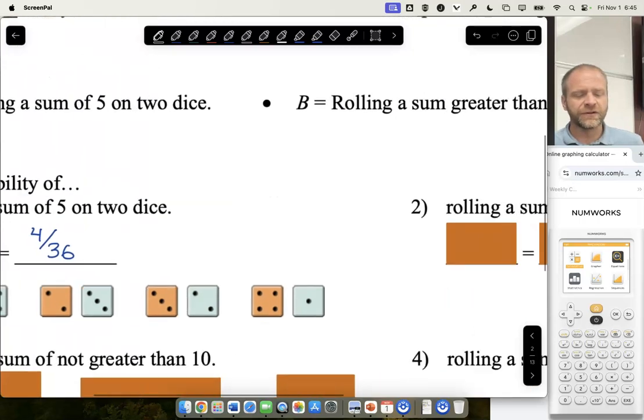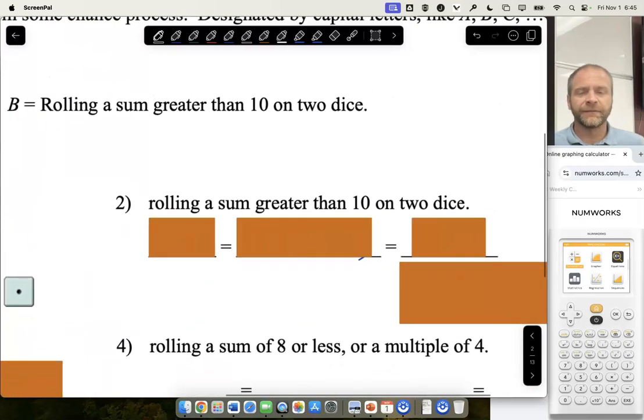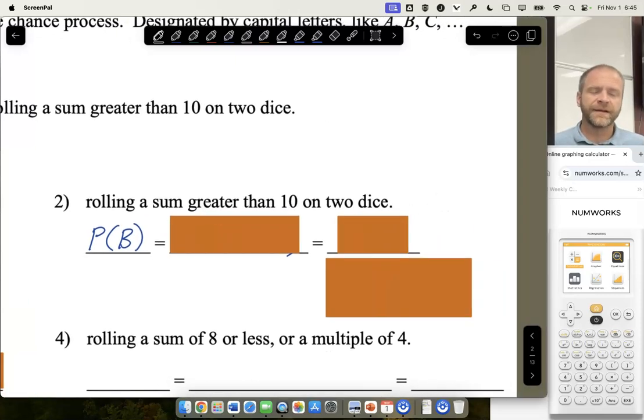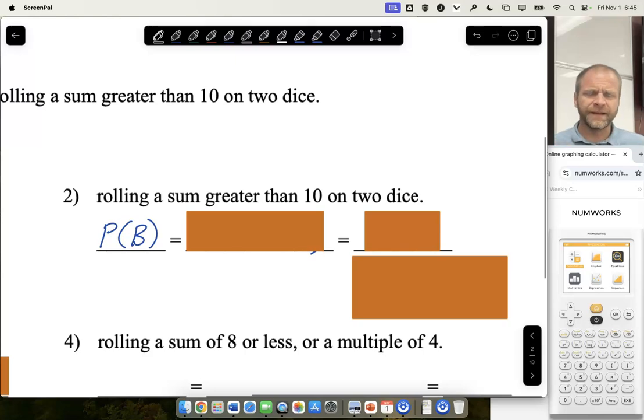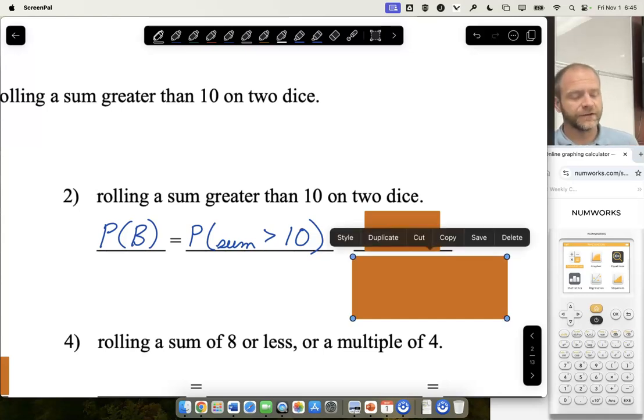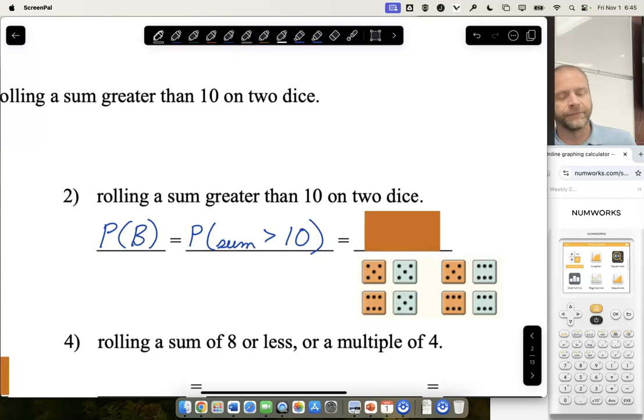So if I look at number 2, it's looking at the probability of event B, rolling a sum greater than 10 on 2 dice. So capital P, parentheses, capital B, probability of event B. Now, what does that mean in words? That means the probability of rolling a sum greater than 10. So again, rather than going back and looking at the image, I'm going to just take a little snapshot from it, and I have it right here.